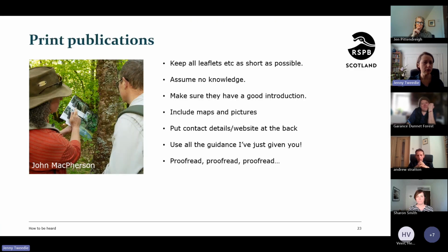So leaflets. A lot of people do put together leaflets, in all sorts of different styles. You get guides which have a picture of the tree and then a description of what the tree is. You get leaflets that tell you about projects. You get brochures, which might be covering a bit of a heavier subject.